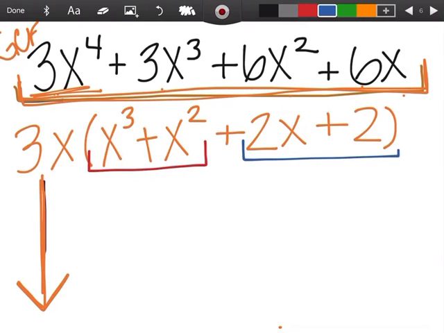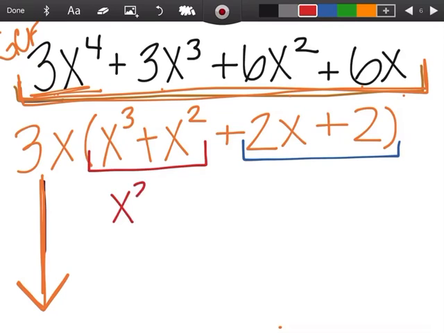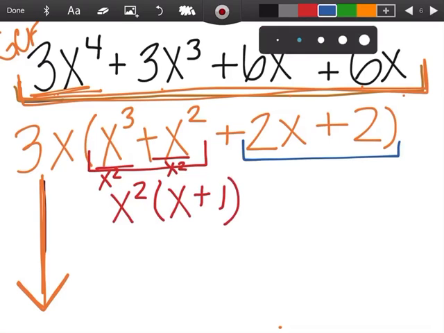So I'm going to do factor by grouping, group this into 2 separate groups, and factor out what x to the third and x squared have in common. The answer is x squared. When I divide by x squared, x to the third divided by x squared is just x, because if I start with 3 and I take out 2, I'm left with 1. X squared divided by x squared is 1. And I am going to put that plus 1 there as a placeholder.